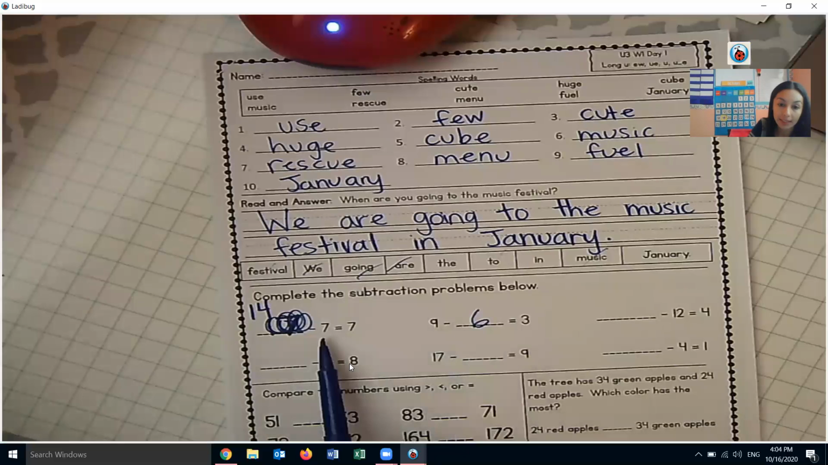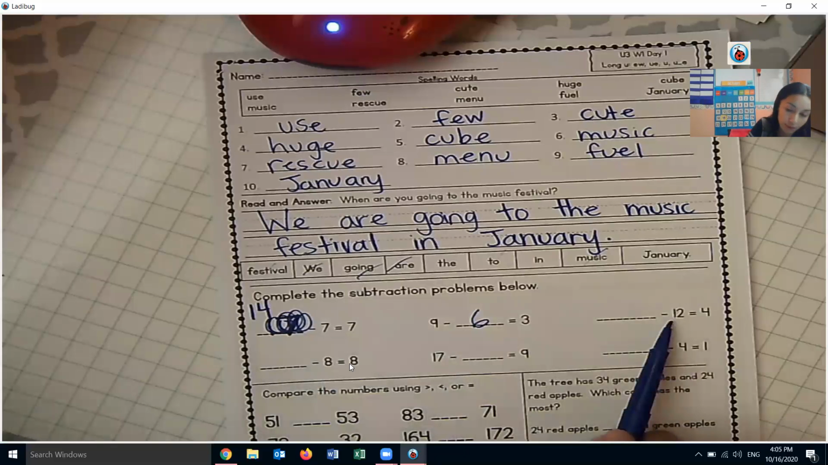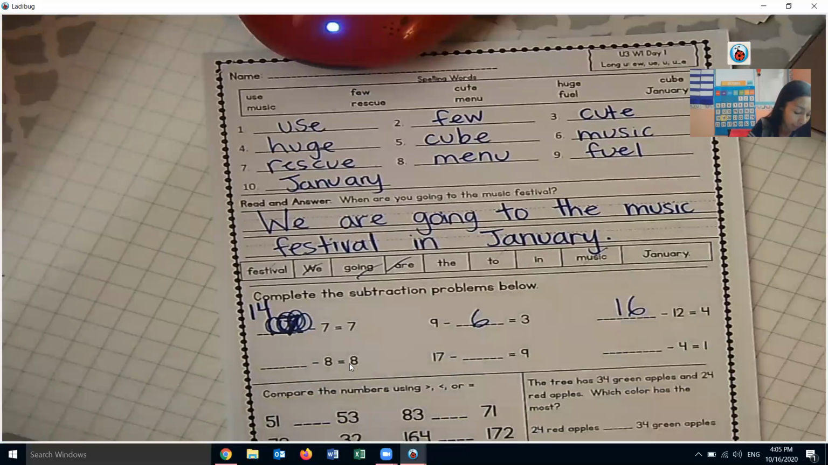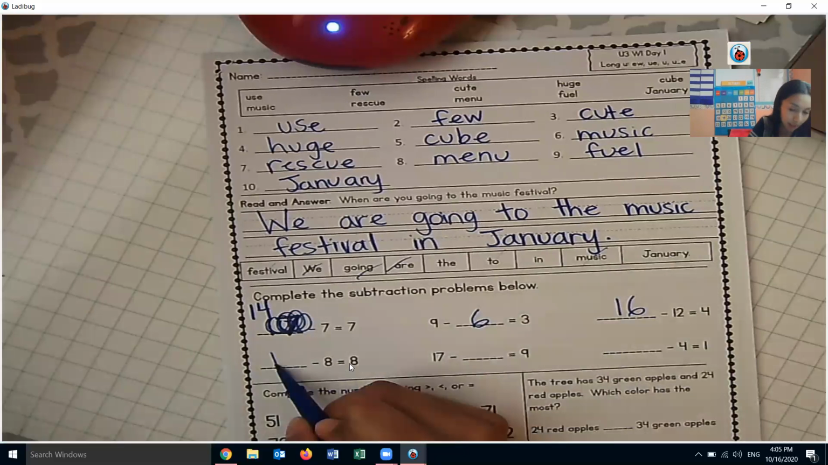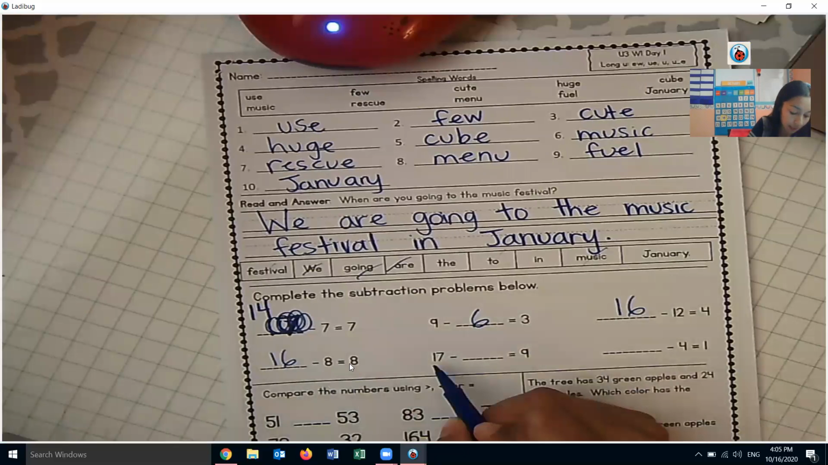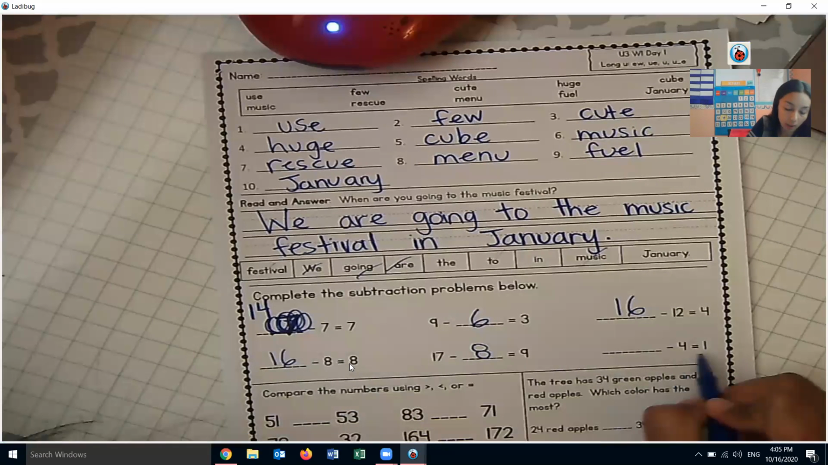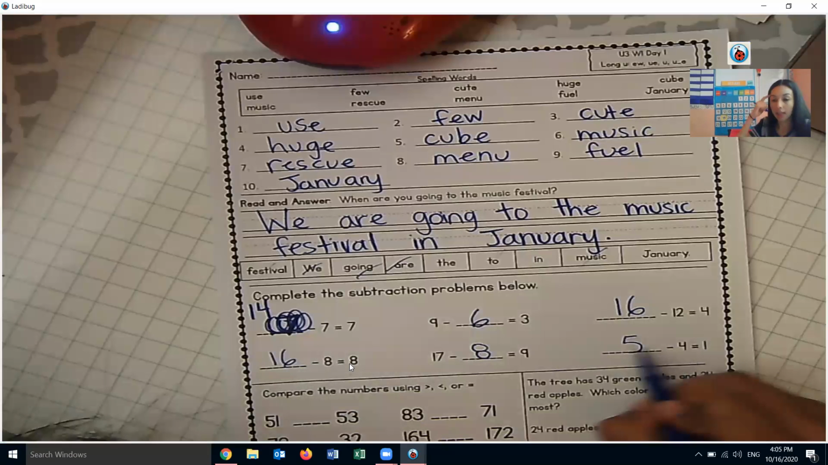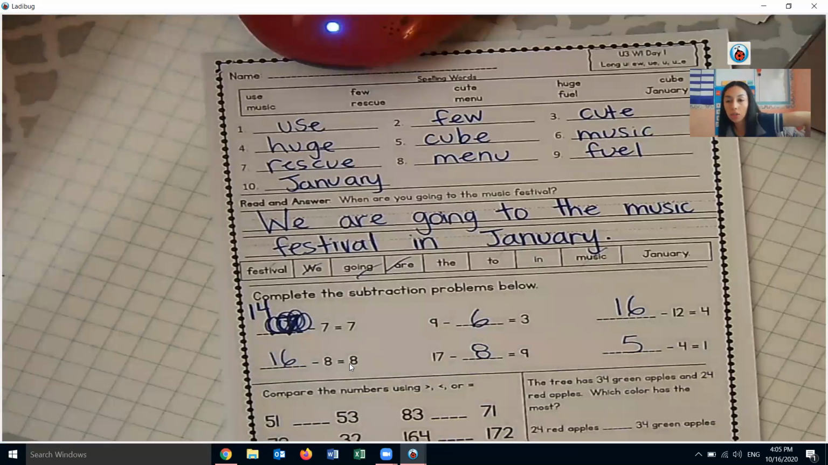For this one, we would have added 7 plus 7. Here, kind of same thing, we're going to add 12 plus 4 to give us that whole, which is 16. 16 minus 12 is 4. Same thing here, we're going to add up 8 and 8. 16 minus 8 will give us 8. 17 minus 9 will give us 8, which is our missing number. And then if we add these two numbers up here, 5 minus 4 gives us 1. So finding which number makes that sentence true.